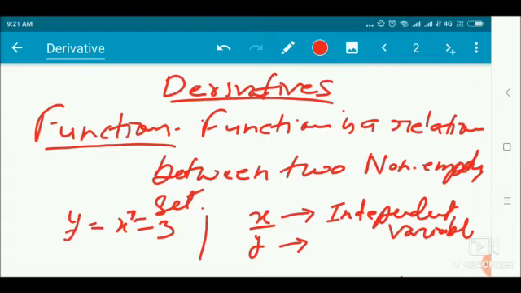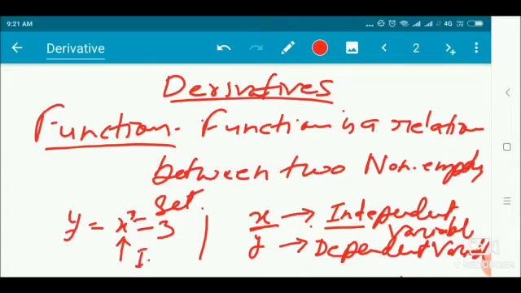The reason is, when we put the value of x, we'll get the value of y, as we have done in earlier examples. So y is depending upon x, but x is independent from y. So that's why x is independent variable and y is called dependent variable. So we can reverse it. We can reverse this, independent to dependent and dependent to independent.